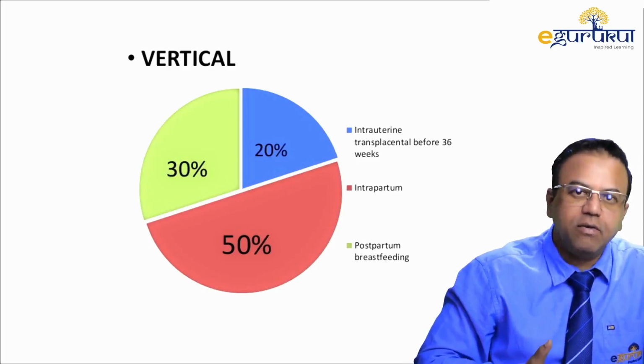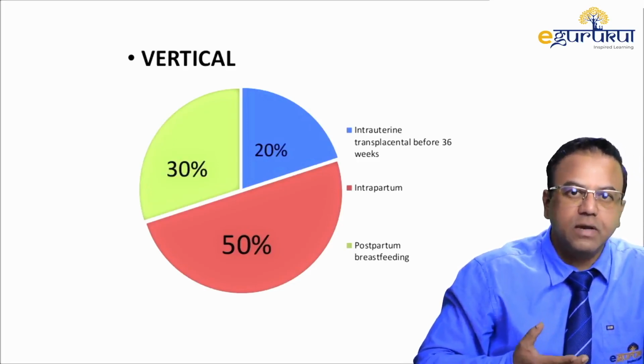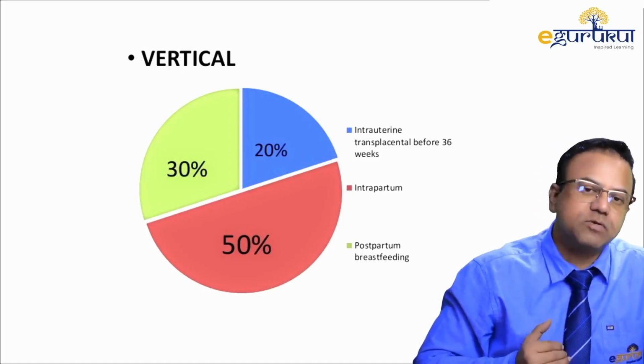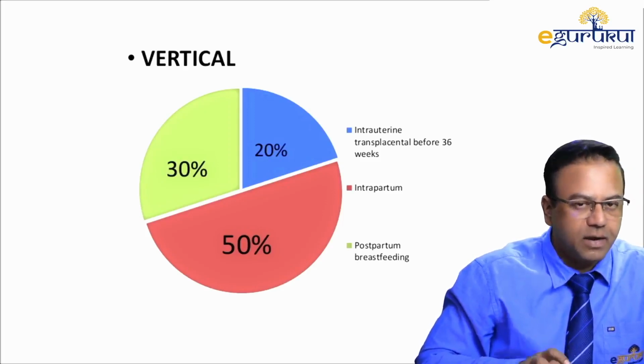As you can see, the intrauterine transmission is 20%. Then you have the postpartum through breastfeeding and other ways, that is 30%. But the maximum risk seems to be around the time of labor, that is intrapartum.